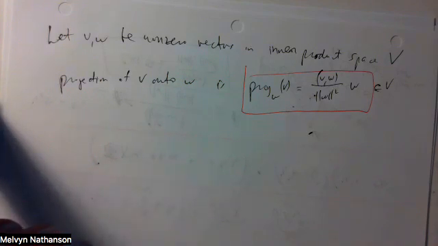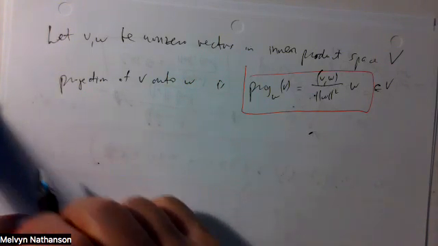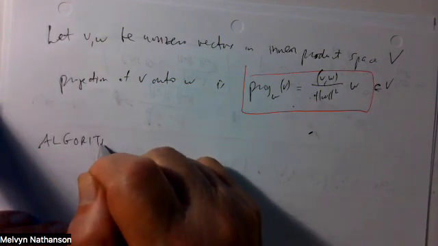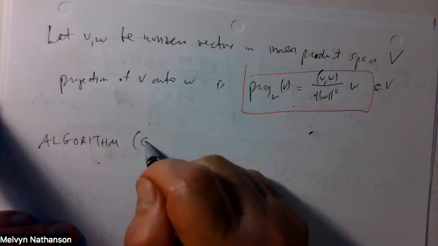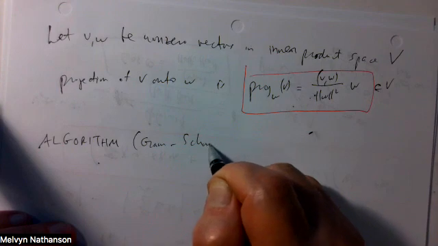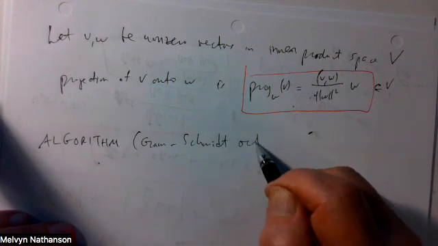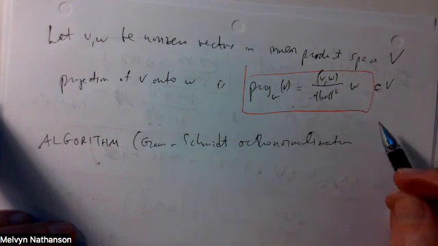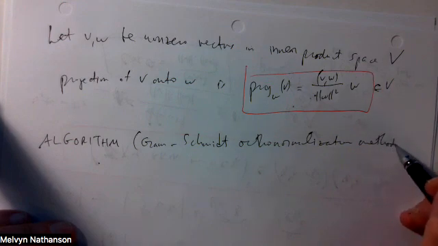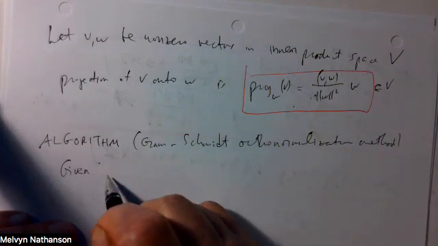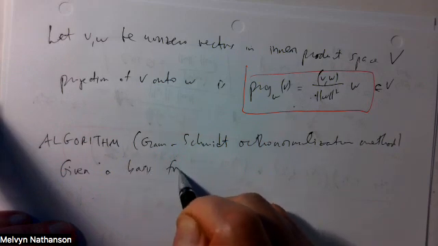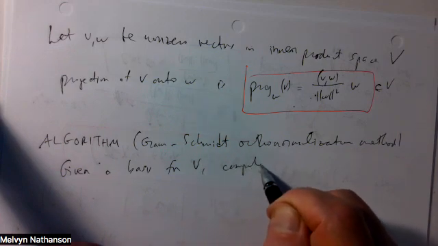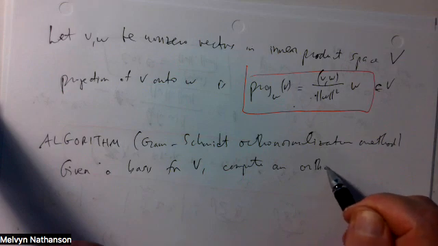So we have the following, it's an algorithm, which is the Gram-Schmidt orthonormalization method. Given a basis for this finite dimensional inner product space V, compute an orthonormal basis.